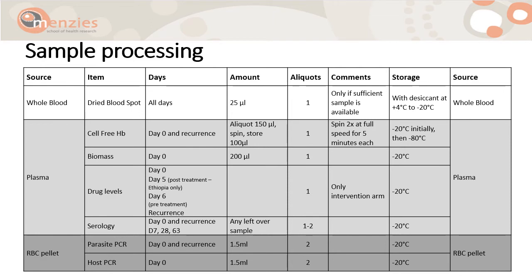And the drug levels, this is a specific extra consented procedure on day 5 and day 6. Day 5 in Ethiopia only, and only in the intervention arm. And finally, the red blood cell pellet will be collected and frozen and used for parasite PCR as well as host PCR.